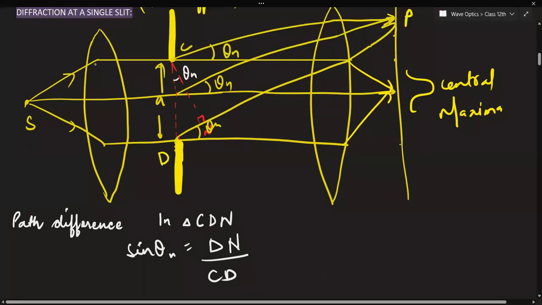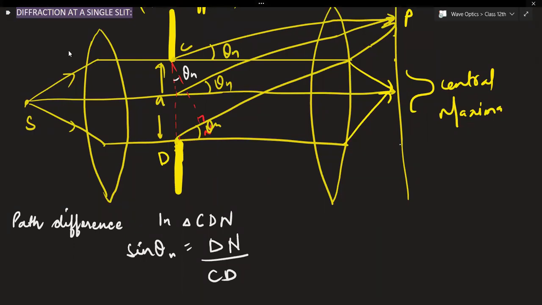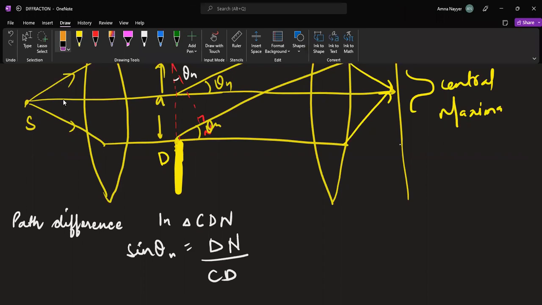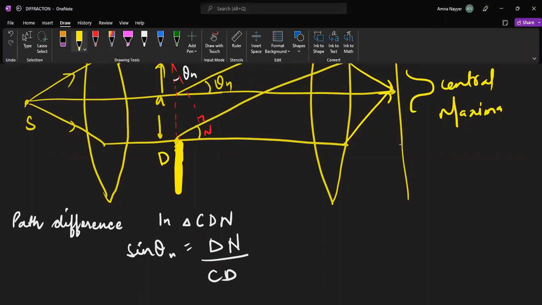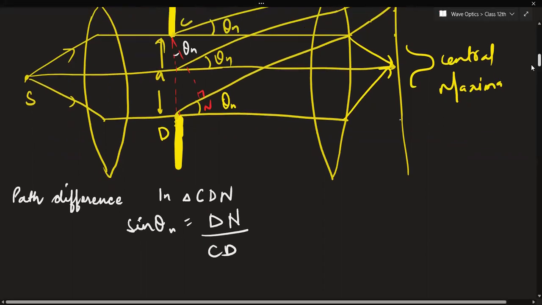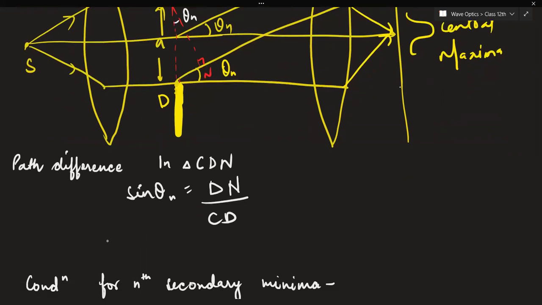This is D point. I hope now it is clear, CDN. And this point was N. This is theta N, that point was N. So here, if you see, DN is the separation between the slits, which I have taken as a. So DN becomes a sine theta N.